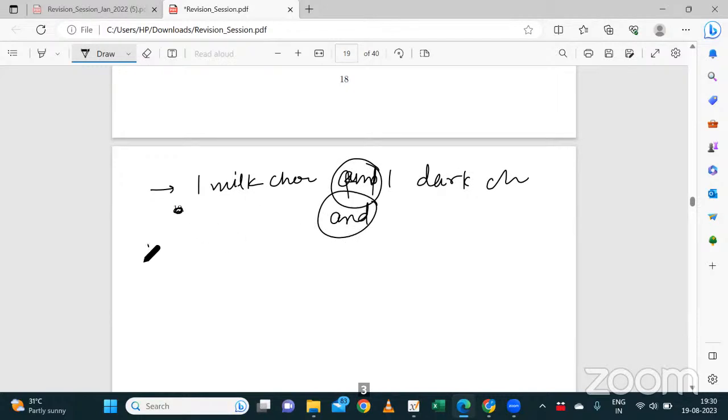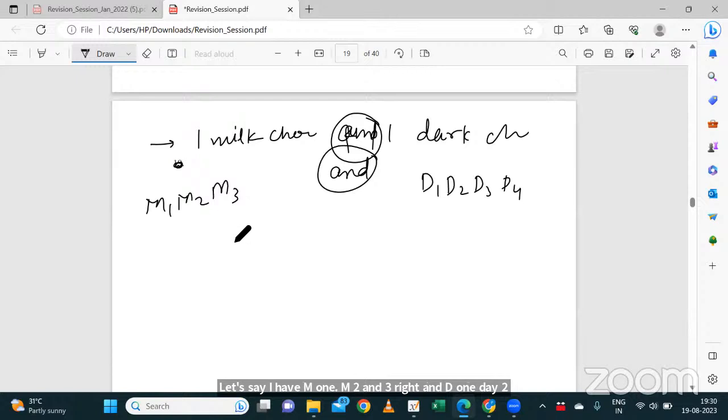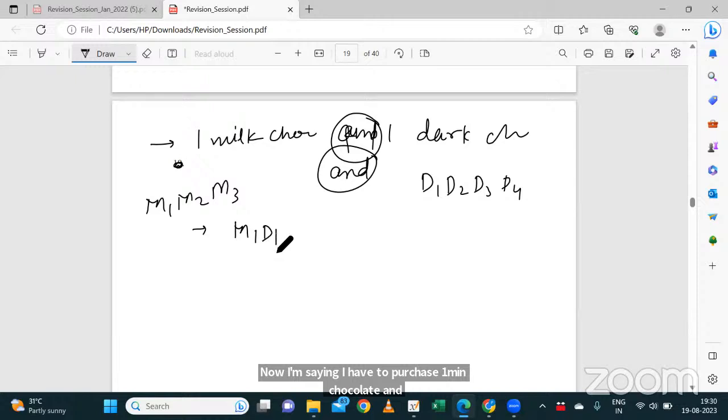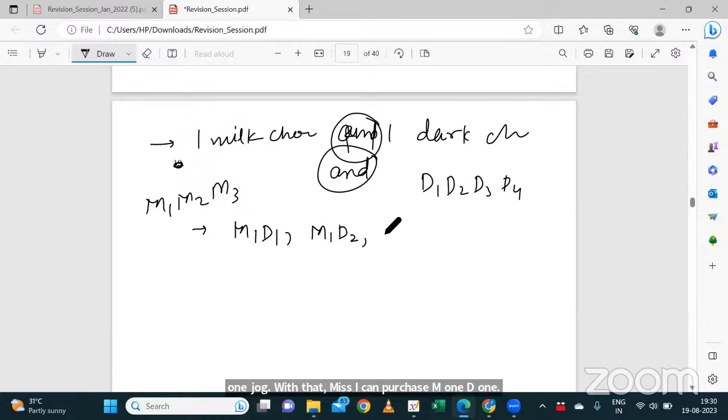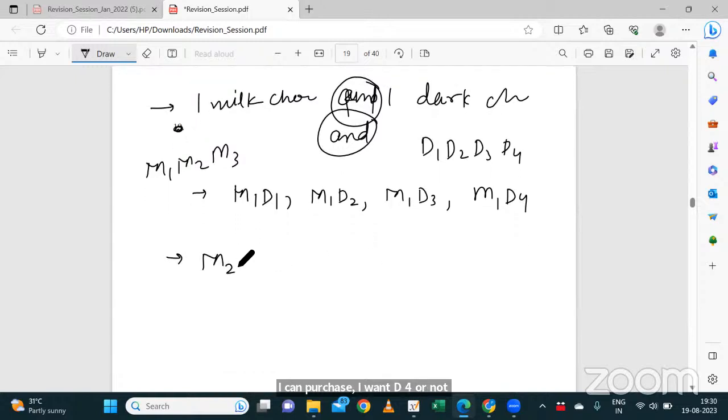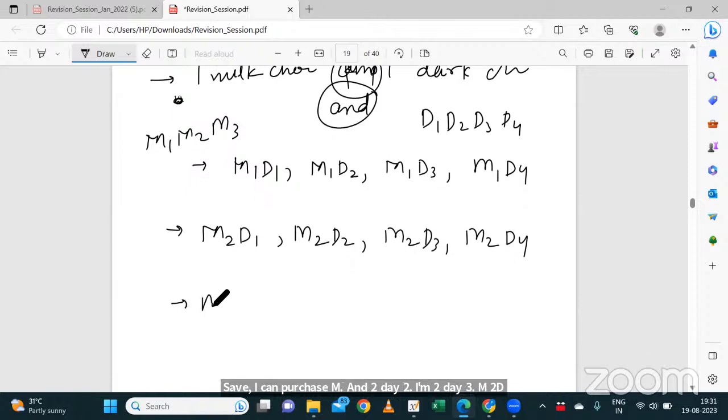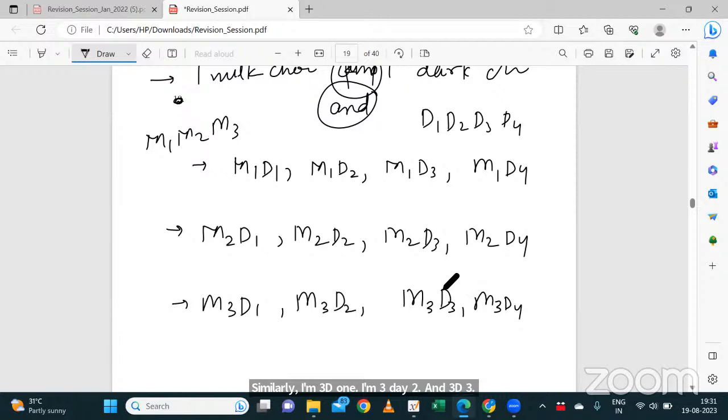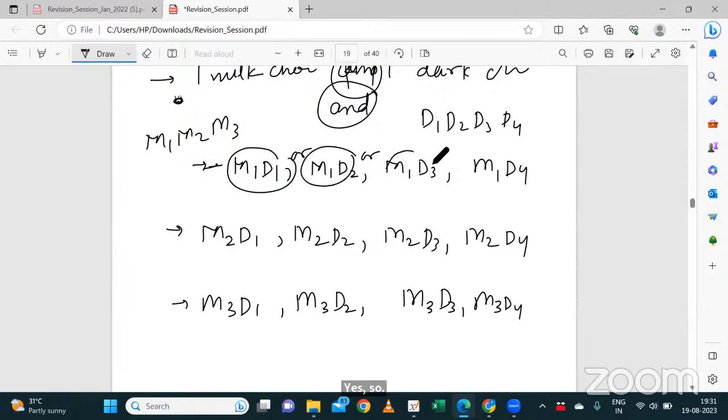Why are we going to multiply? Let's say I have M1, M2, M3, and D1, D2, D3, D4. Now I have to purchase one milk chocolate and one dark chocolate. That means I can purchase M1, D1; M1, D2; M1, D3; M1, D4. Same, I can purchase M2, D1; M2, D2; M2, D3; M2, D4. Similarly, M3, D1; M3, D2; M3, D3; M3, D4, right? So you can purchase this one or this one or this one, and if you count, you will get a total of 12 ways.